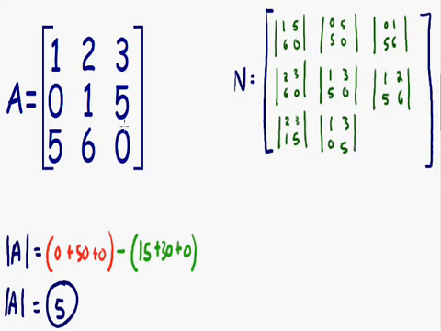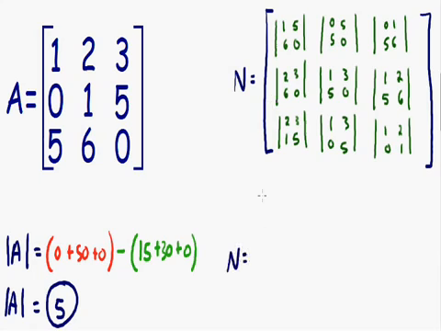And finally, we can move on to our number in the bottom right position, this number 0. If we cross out the column and the row of this number 0, we're left with a 2 by 2 matrix 1, 2, 0, 1. So I'm going to copy that 2 by 2 matrix in the bottom right position, 1, 2, 0, 1. And now we have filled our new 3 by 3 matrix N with a bunch of smaller 2 by 2 matrices. So now we can move on to our next step.